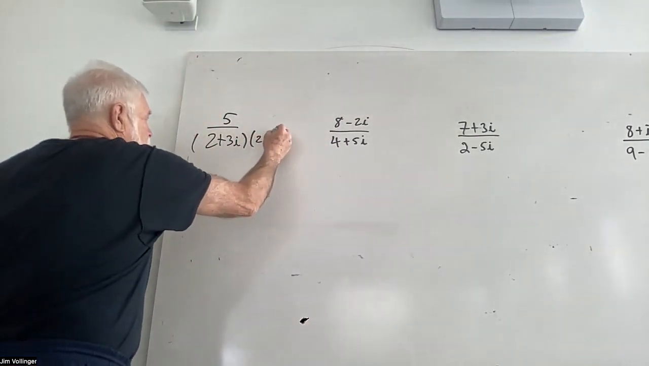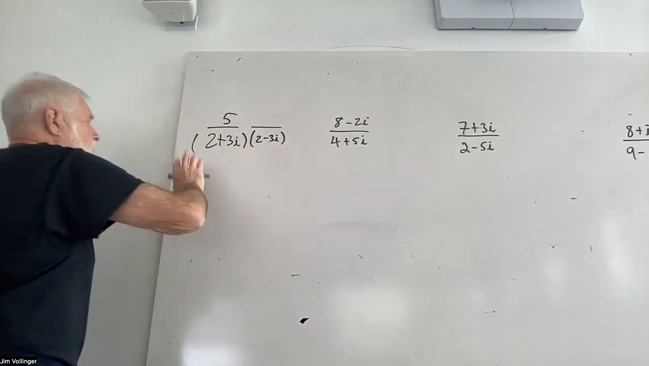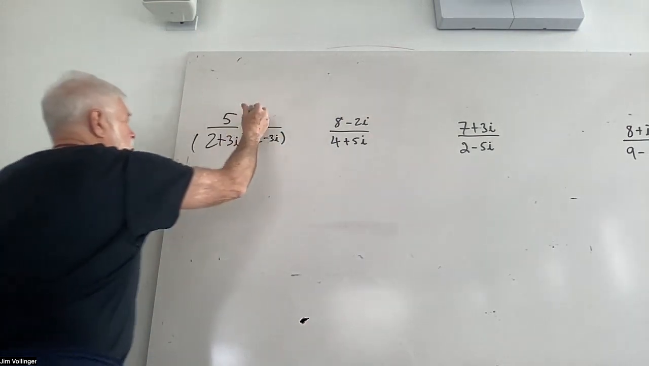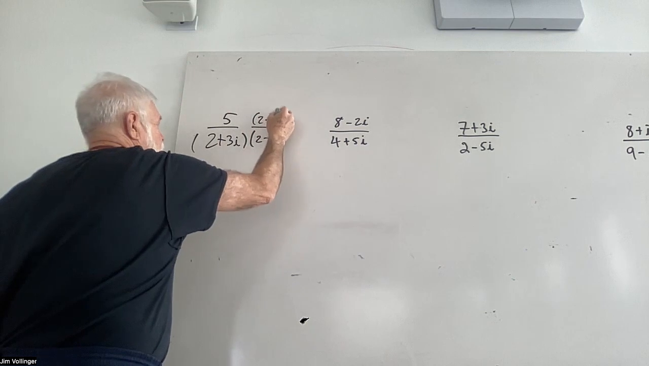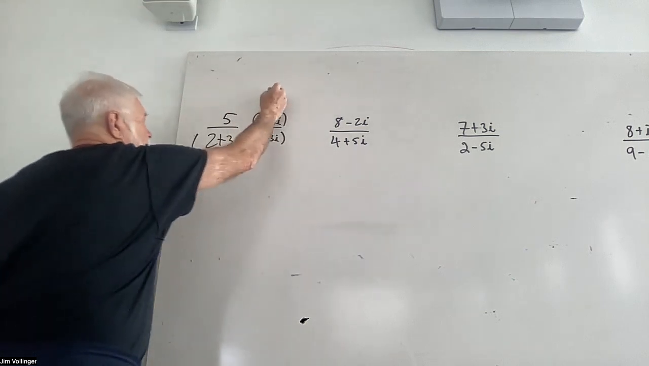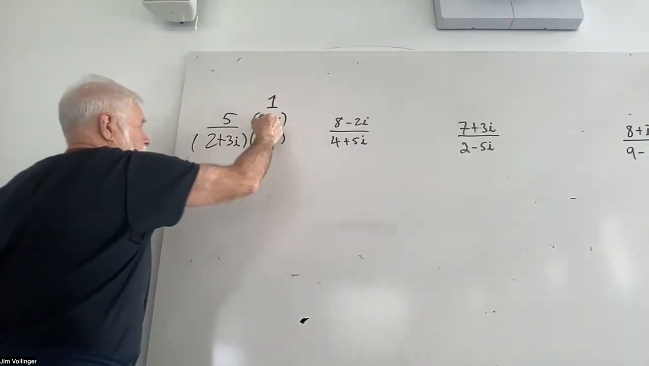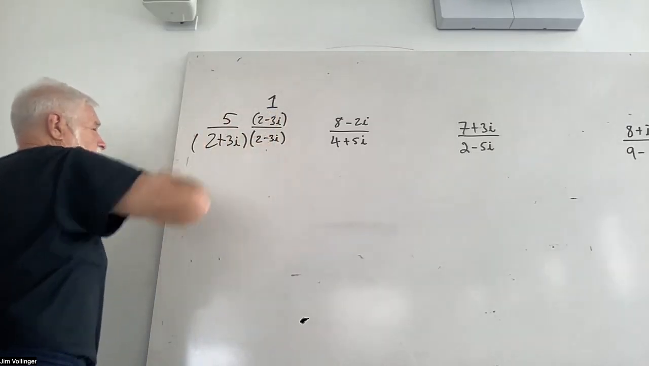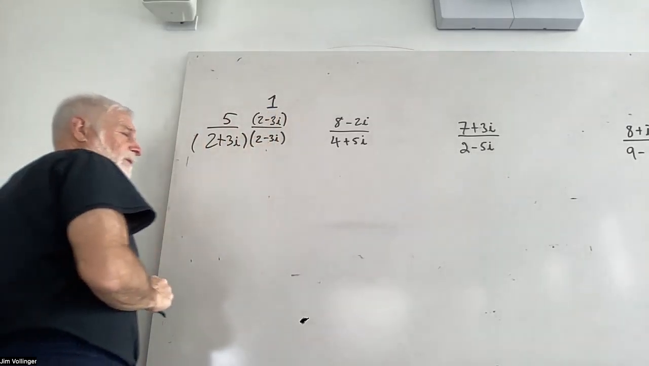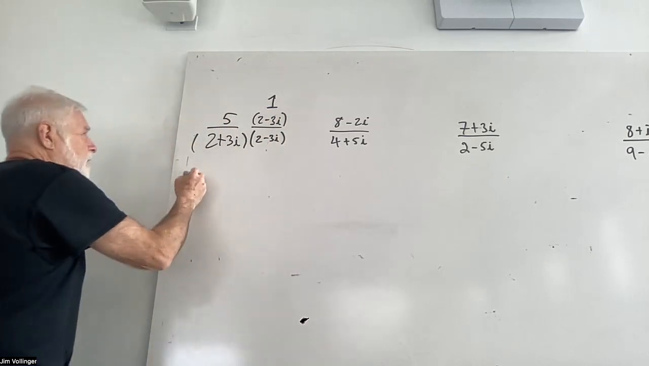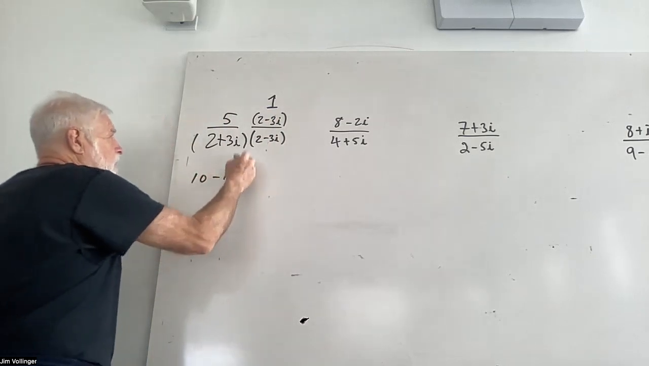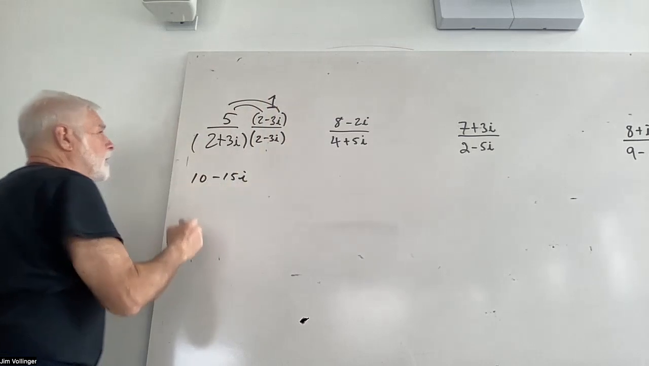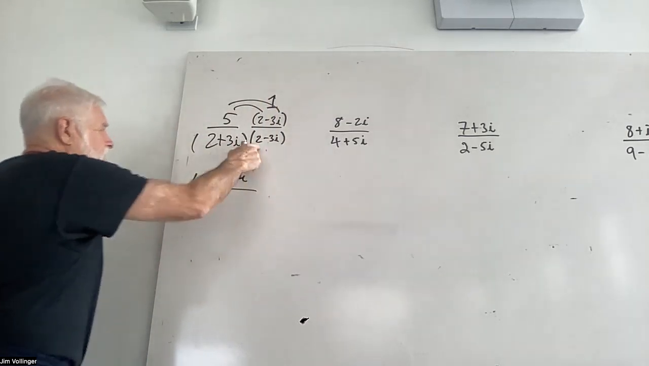2 minus 3i, and if I multiply by the denominator and I want to maintain the same size, then I have to multiply by the same number in the numerator, because this is the number 1. Something divided by itself doesn't change the size of the fraction, but it changes the look. All right, so what do we get? We get 10 minus 15i in the numerator. Boom, boom, right? The denominator, we get a cancellation of middle terms.